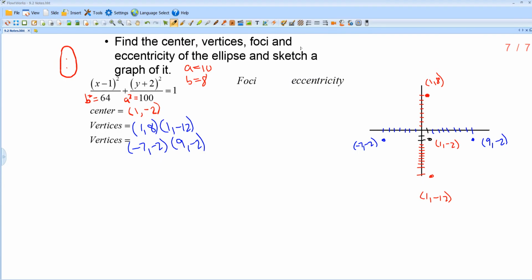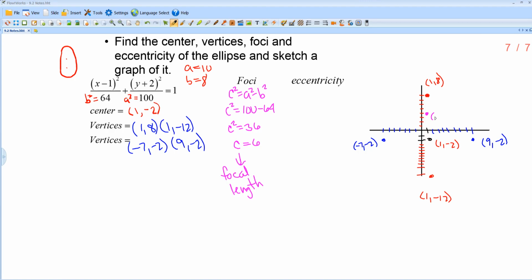For our foci, we need the c value. So c squared is equal to a squared minus b squared. We know that a squared is 100, b squared is 64, c squared is 36, so c is 6. Again, this is our focal length. And what our focal length is telling us is starting at our center, how far along the major axis do we move in order to get to our focus? So starting at our center, our major axis was the vertical, and we're going to move 6. 1, 2, 3, 4, 5, 6.